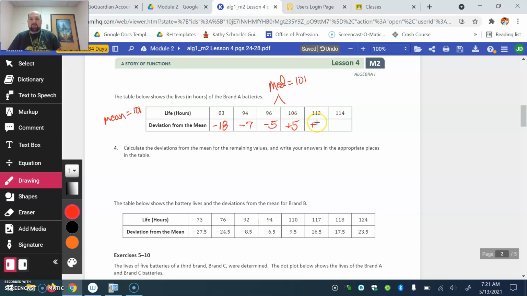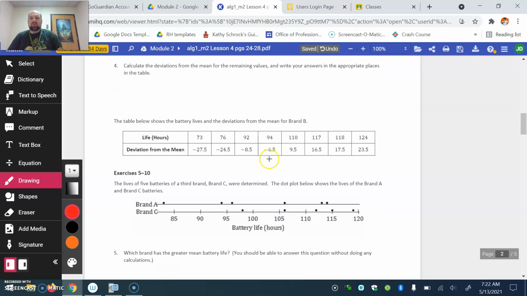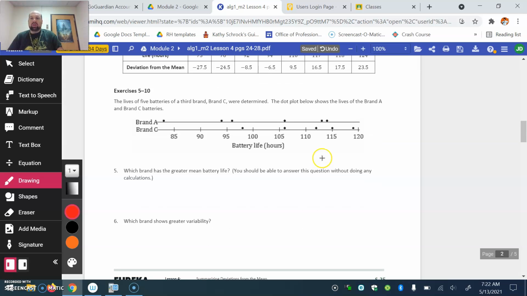And then 113 is positive 12, and 114 is positive 13. So that's how we're looking at the deviations here. All right, so the next table is actually already filled out for us. So we're going to take a look at these questions. Go ahead and read them.